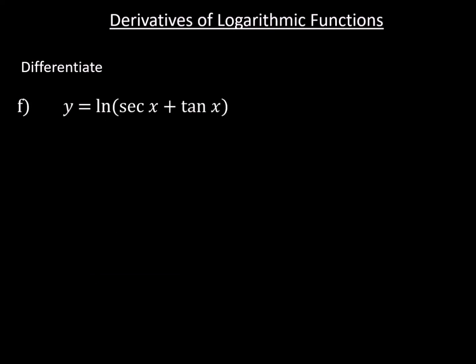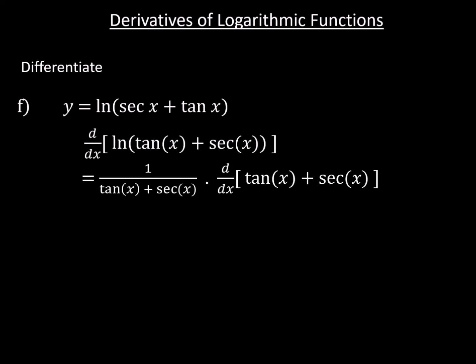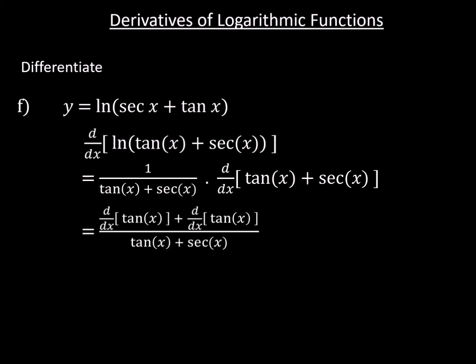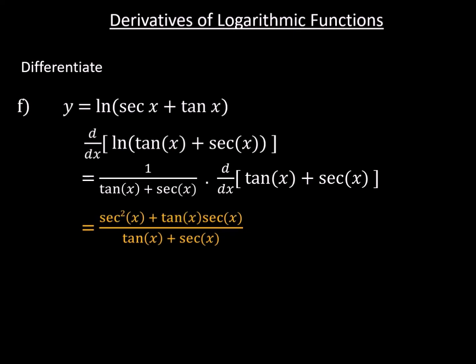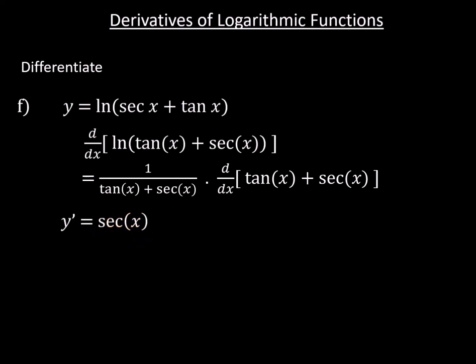We can call it f, ln of secant x plus tangent x. We first add derivative notations. Once again we start by applying the chain rule. This then gives us 1 over tangent x plus secant x times the derivative of tangent x plus secant x. The derivative of tangent x will give us secant squared x, and the derivative of secant x will give us secant x times tangent x. We then take out common factors in the numerator to simplify. Then we divide both the numerator and the denominator by tangent x plus secant x, until we get our final answer of y prime is equal to secant x.